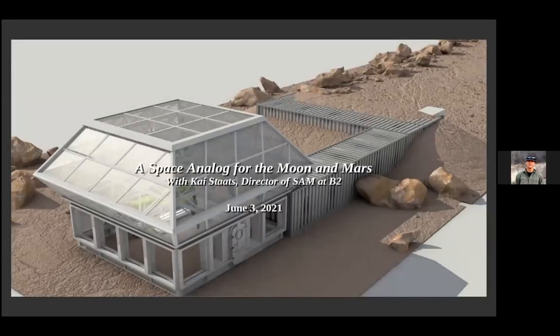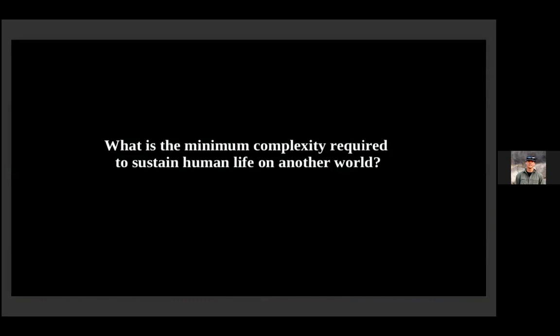Okay, there we go. So again, the principal presentation is about SAM, which is a space analog for the Moon and Mars. I'm going to give you a brief history of first the Biosphere 2 and how we came into this project, but I want to ask a first fundamental question. This is the question that we are working to answer as a scientific process and also as a process by which we are inviting and working with researchers from around the world in our Mars habitat. The question is, of course, what is the minimum complexity required to sustain human life on another world? I think we're all trying to answer that question in some respect, and there are many different ways to approach the solution for this problem.